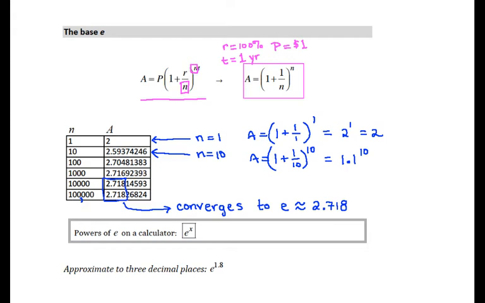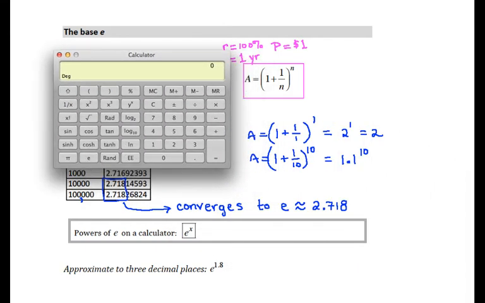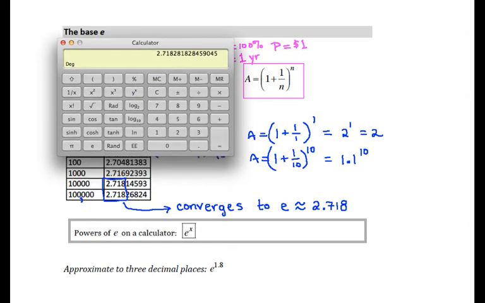You can find e on your calculator. Most calculators have an e to the x button. This one just has an e button. So if I just hit e, I can see that it comes up 2.718. I can see the next digit is a 2, so it looks like that one was also correct at n equals 100,000. If I want to raise that to a power, on this calculator I would use e, and then I would use my power button. So e squared, for example, is going to get me 7.389.